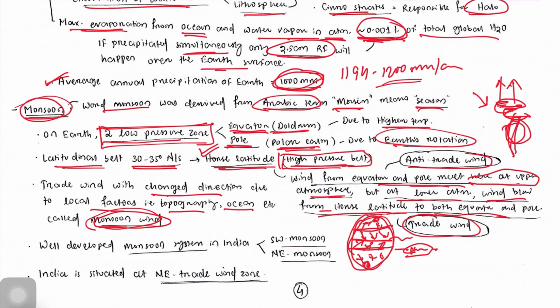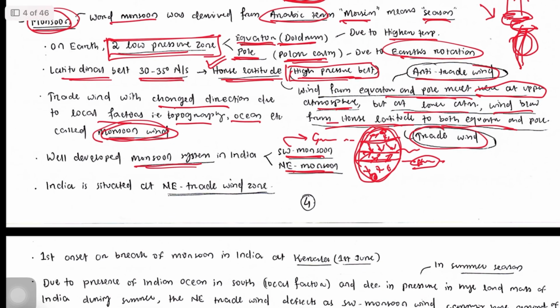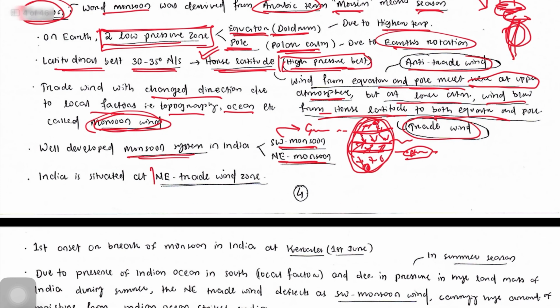local factor. Well developed monsoon system in India, we have two types of monsoon. I was just talking about southwest monsoon and northeast monsoon. Southwest monsoon is our grand period of monsoon, that means around 75 to 80% rainfall, whatever there is in India, that is due to southwest monsoon. India is situated at northeast trade wind zone. So we have just discussed what is trade wind. So India is situated at northeast trade wind zone.